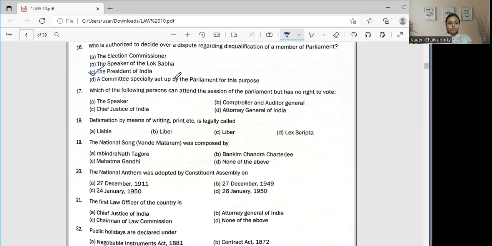Next, moving on to question number 17. Which of the following persons can attend the session of the parliament but has no right to vote? Option A, the speaker. Option B, the comptroller and auditor general. Option C, the chief justice of India. Or option D, attorney general of India. So the person who can attend the session of the parliament but has no right to vote is option number D, that is attorney general of India.